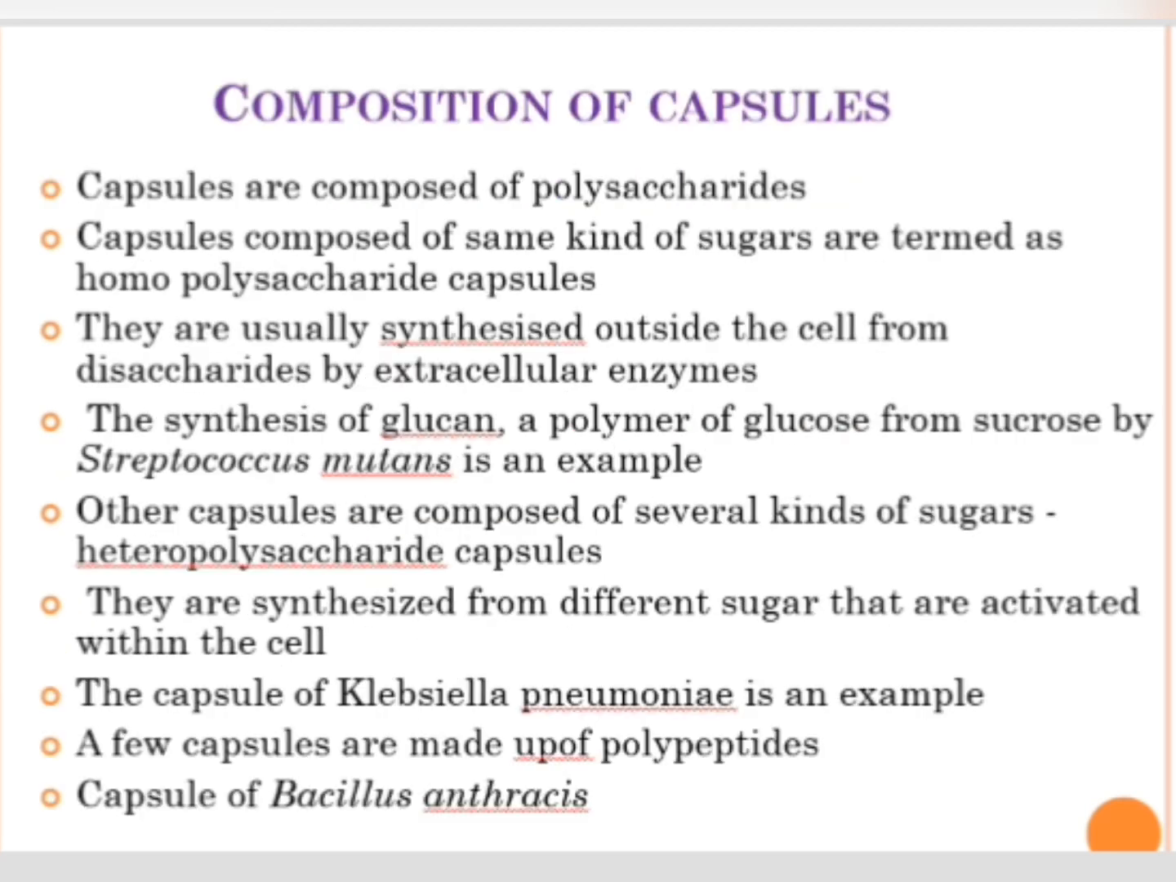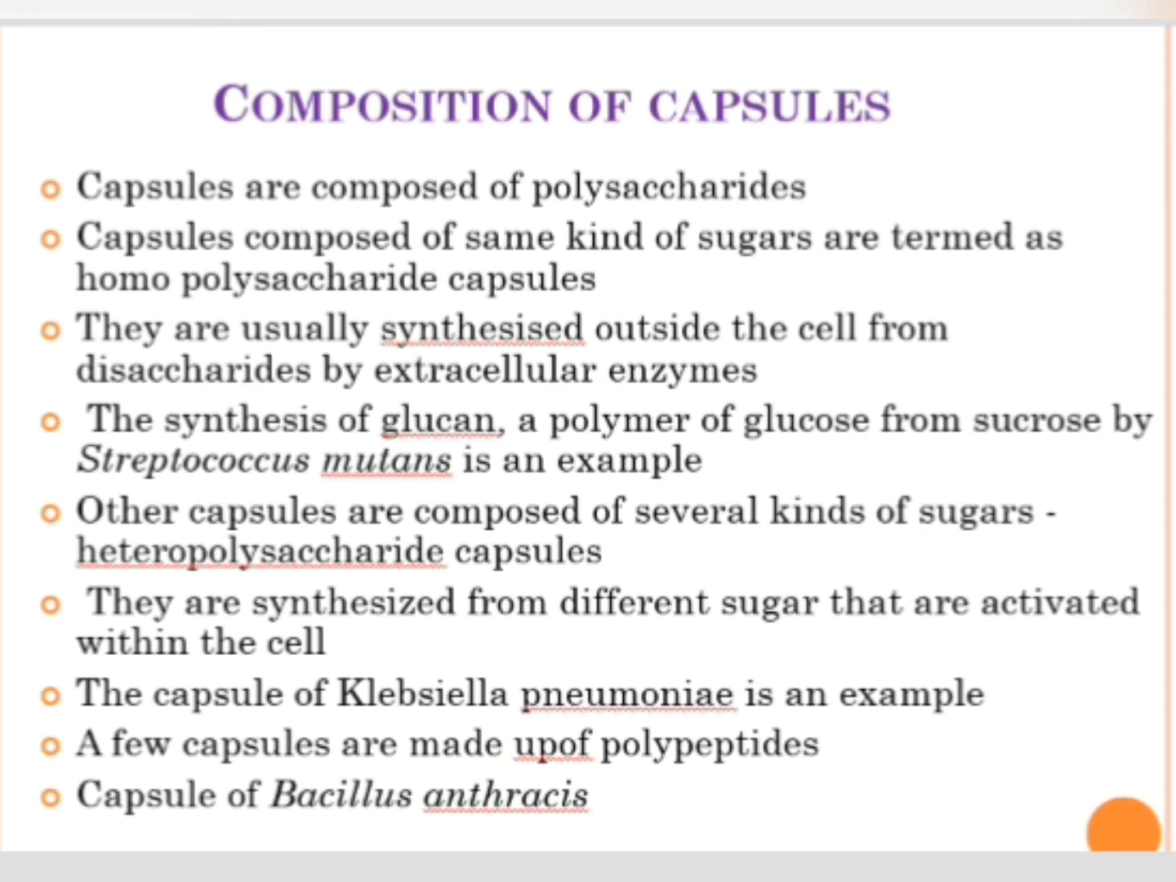Next is composition of capsules. Capsules are mainly composed of polysaccharides. Homopolysaccharide capsules are composed of the same kind of sugars, and they are usually synthesized outside the cell from disaccharides by extracellular enzymes. Then heteropolysaccharide capsules are composed of several different kinds of sugars. They are synthesized from different sugars inside the cell.